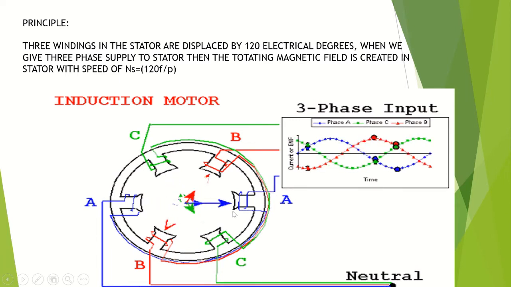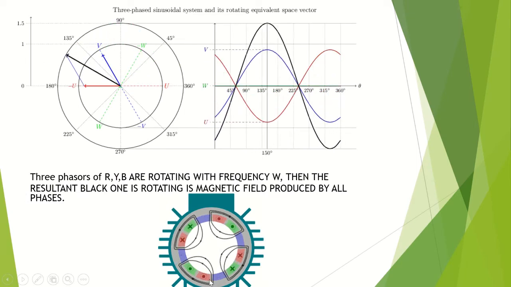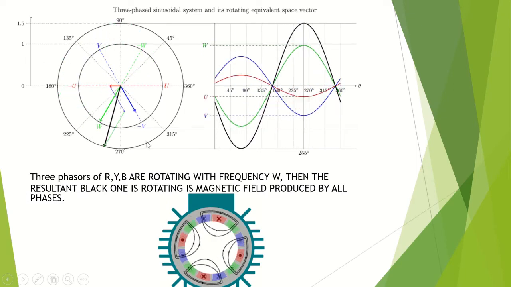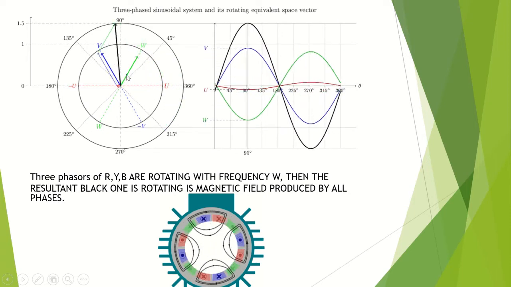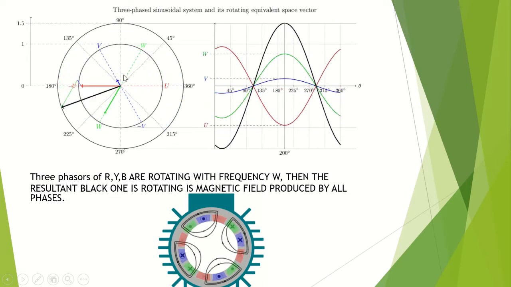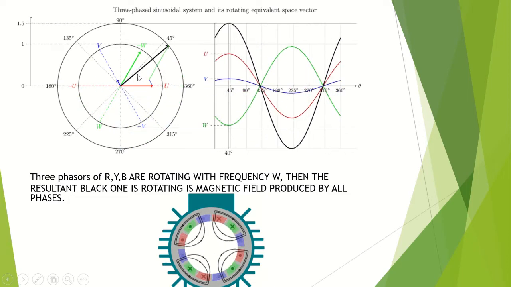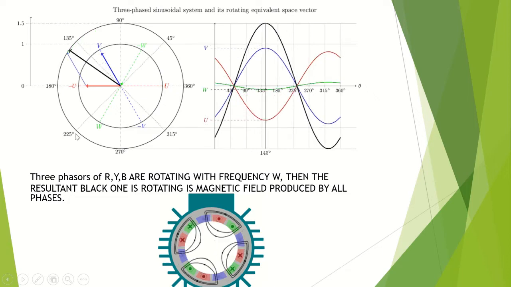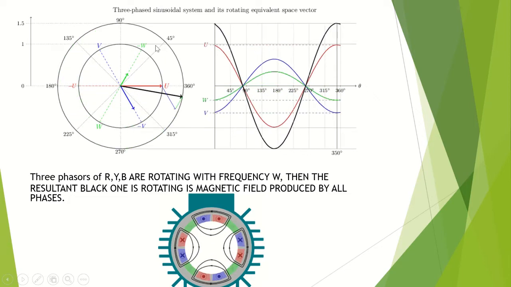And if we give a three-phase supply to these three windings, a rotating magnetic field is induced in the stator. This is the rotating magnetic field. If you want to see the phasor form, this is the red, this is the blue, this is the green. If these three are the phases, the black one is the resultant magnetic field that is rotating in space. See, the black one is rotating uniformly throughout the space.